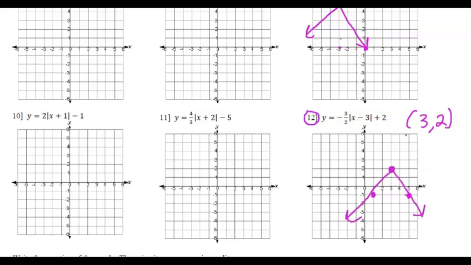So from the last unit, you mostly used transformations to draw these graphs. Now you could also draw the graphs by using the vertex and the slope. Again, it opens upward if it's positive here, opens downwards if it's negative in the front.